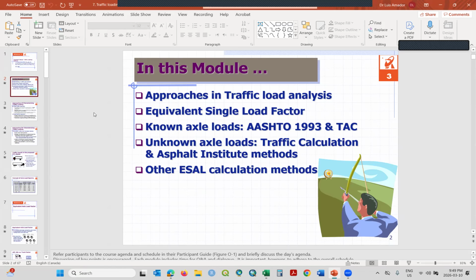We're going to look at the AASHTO 93 method, the TAG method for Canada. We will also look a bit into the design spectra method that is currently used by the Mechanistic Empirical Pavement Design Guide, which is the latest pavement design approach. And we're going to do some sample calculations. We're going to look at how to do a pavement design estimation of traffic loading when you have some unknown axle loads or traffic.